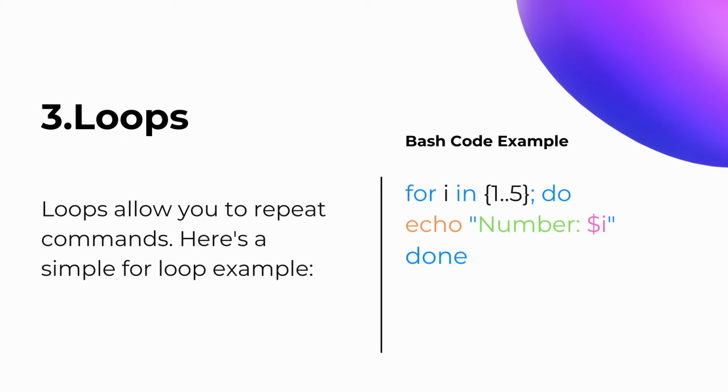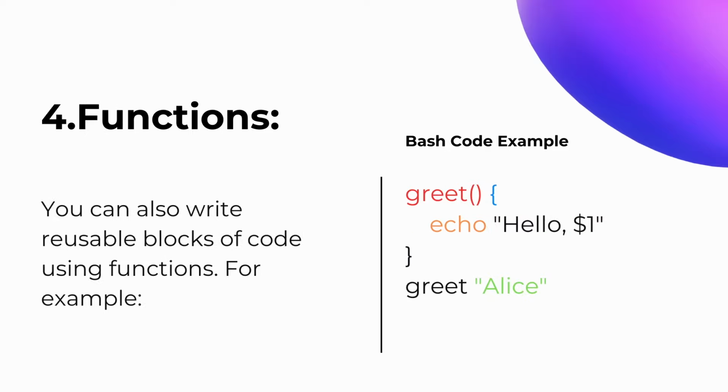For repetition, you can use loops that allow you to repeat commands. Here's a simple for loop for an example. This will print numbers from 1 to 5, incrementing the value with each iteration. You can also write reusable blocks of code using functions. For example, here's a simple greet function. Here, $1 refers to the first argument passed to the function.